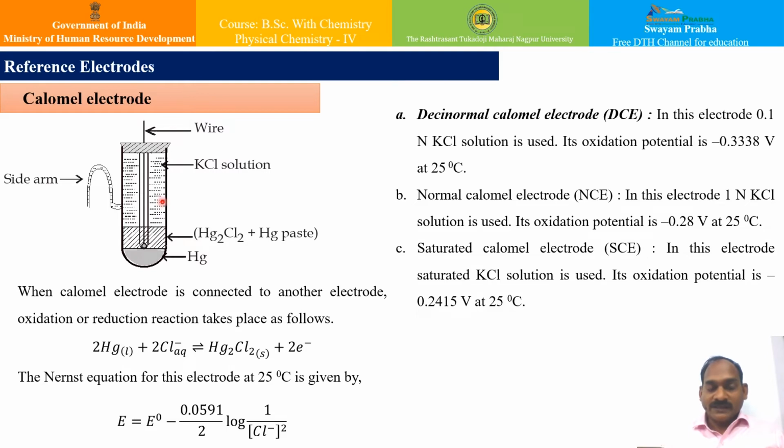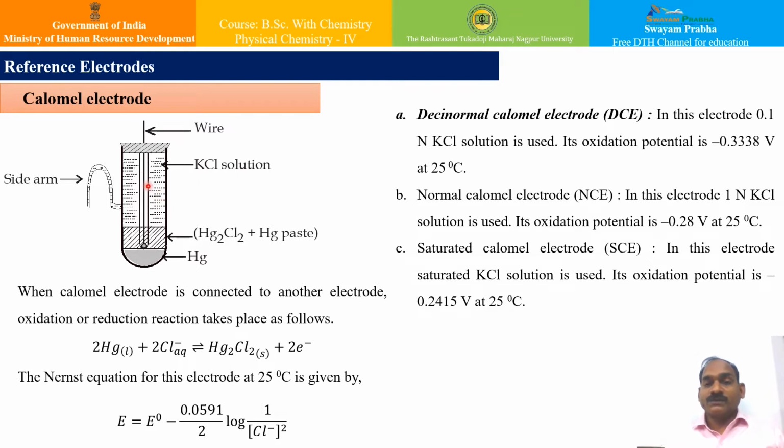So basically, as I said, if I use the saturated KCl solution, I can call it a saturated calomel electrode, SCE, which is the most widely used calomel electrode. And in this saturated calomel electrode, wherein saturated KCl solution is used, its oxidation potential is minus 0.2415 volt at 25 degrees centigrade.